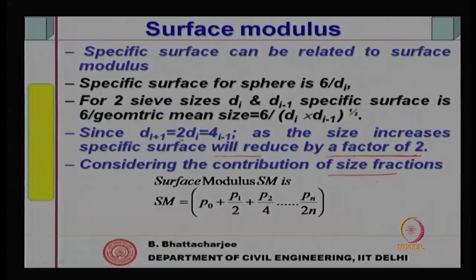So, considering the contribution of all size fractions, I can write the surface modulus as follows. This is the size fraction of the bottommost sieve, retained on 75 micron and passing through 150, and this is P1, P2, P3. So the size contribution will be proportional to this, multiplied by d0, the smallest size. That would give me some approximate value of the specific surface of the aggregate.